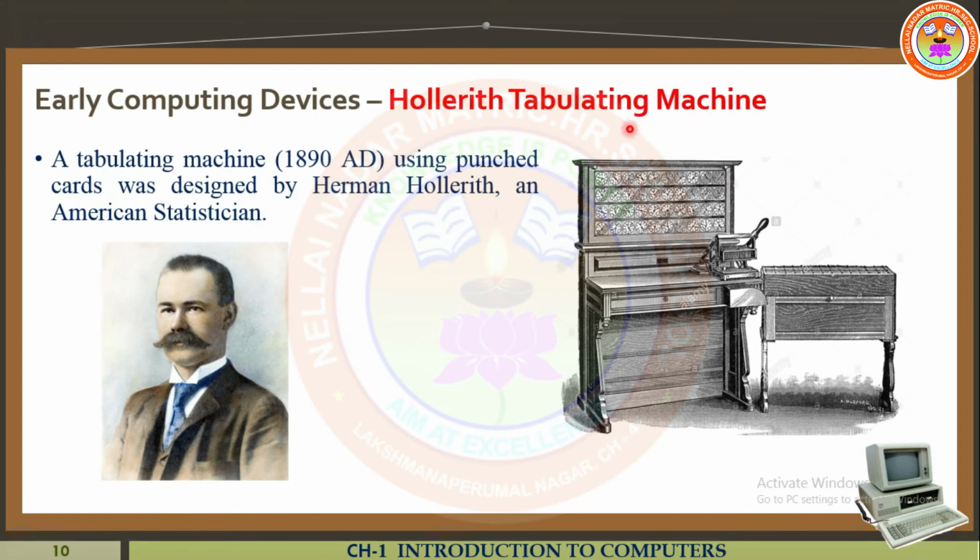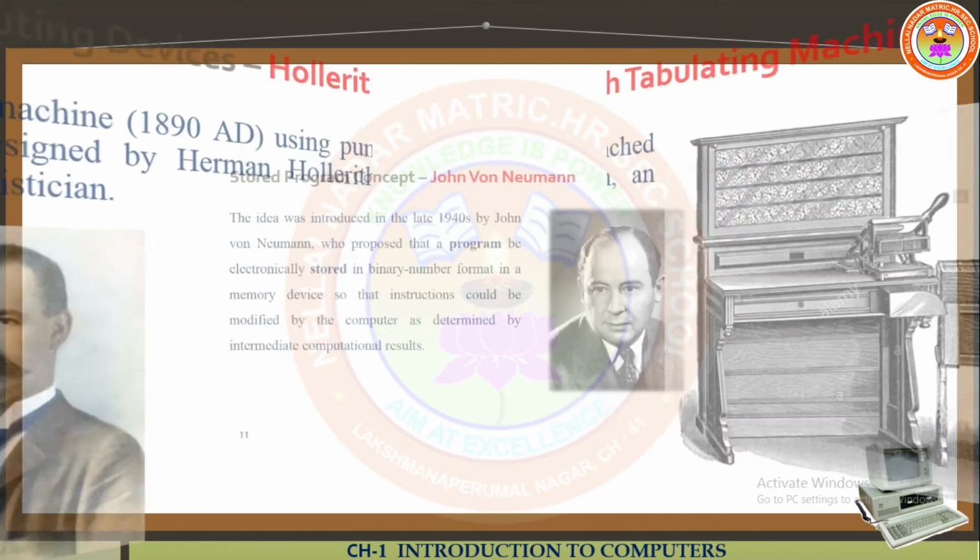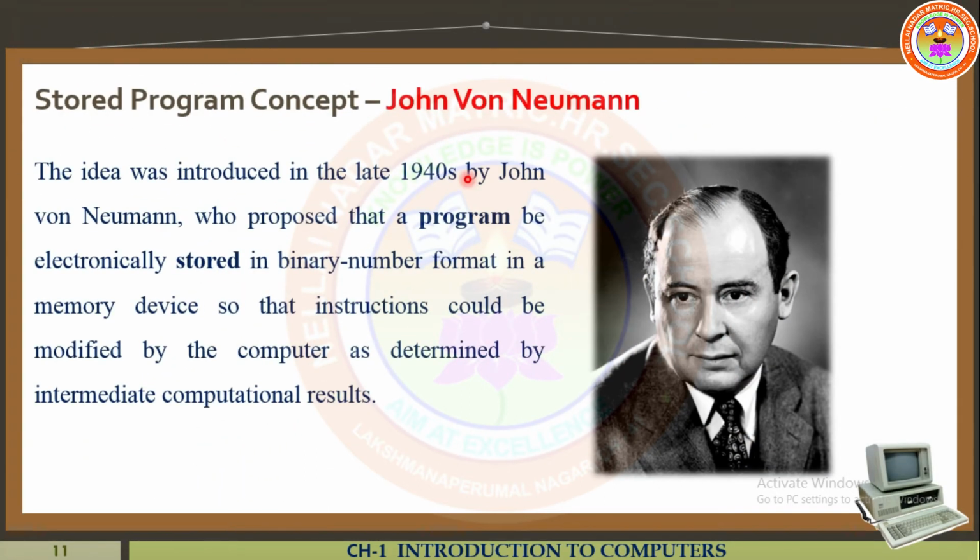the Hollerith tabulating machine. This is another important machine used for the calculating process. This machine was introduced by Hermann Hollerith in the year 1890 AD. It was used for calculating purposes, with the help of punched cards. It was designed by this person, who was also an American statistician. Understood? So the tabulating machine was invented by Hollerith. Okay, don't forget. So these are the different types of calculating devices we discussed.